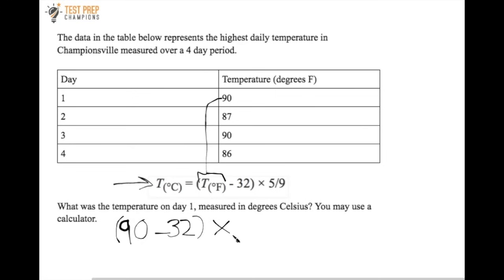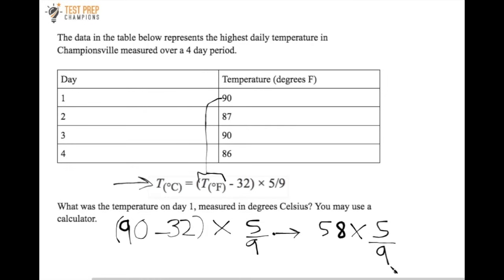Okay. So what am I going to do first here? Am I going to try to multiply? Am I going to try to divide? Or am I going to do what's in the parentheses first? Well, I'm going to start with what's in the parentheses first. So I'm going to do 90 minus 32. In my calculator, 90 minus 32 is 58. So I'm going to rewrite this whole thing here. I have 58, and that 58 came from 90 minus 32. So I have 58 times 5 over 9.